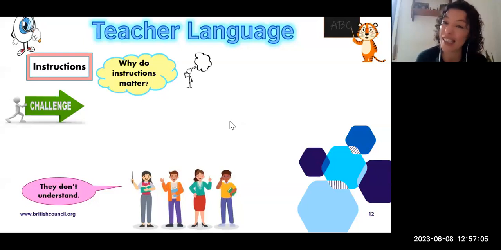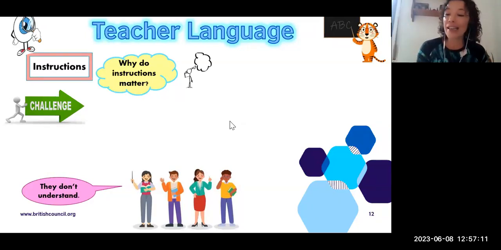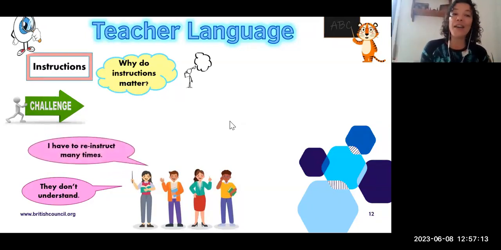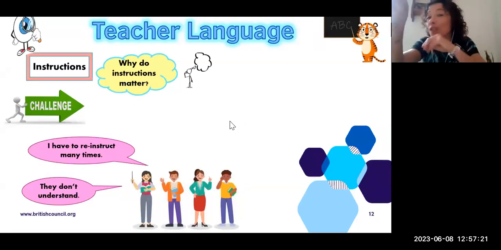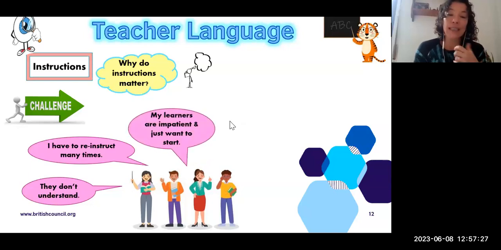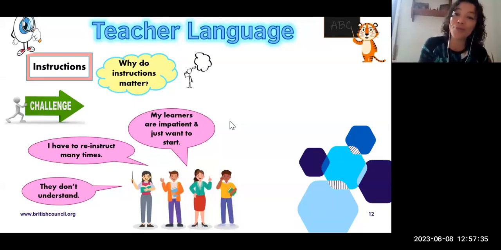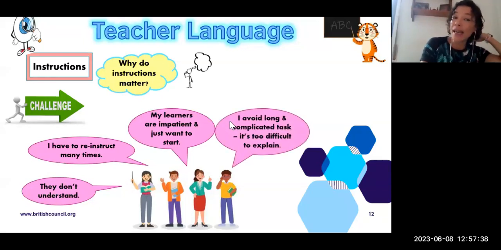One person said they don't understand. So you're giving your instruction for an activity setup and they don't understand. Another person said that they had to re-instruct many times. So when they've given the instructions, then they have to go to the little groups or pairs and give the instructions again. Somebody else said, my learners are impatient and just want to start. So the teacher's still giving the instructions and they're like, yes, yes, come on, come on. And somebody else said, I avoid long and complicated tasks because it's too difficult to explain.